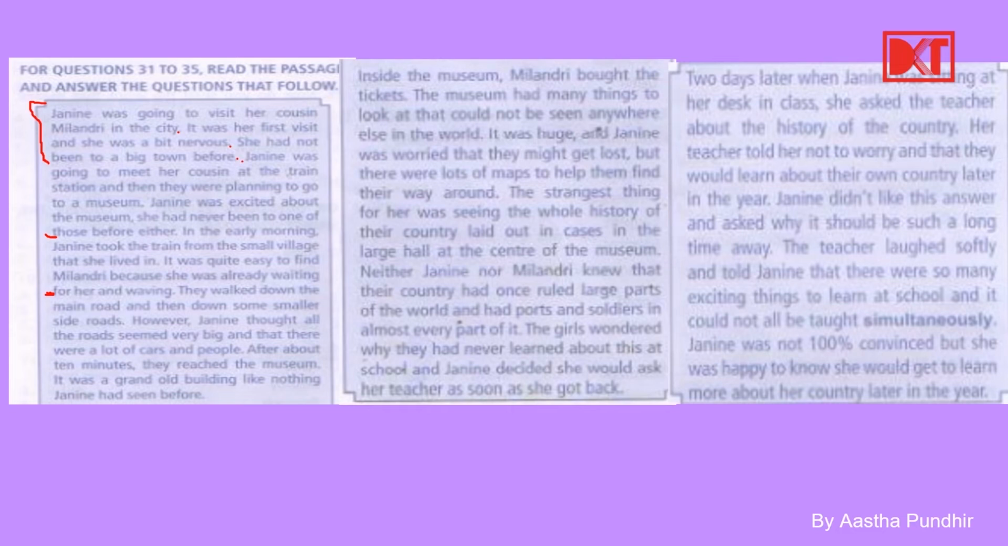Then they walked down the main road and then down some smaller side roads. However, Janine thought all the roads seemed very big and that there were a lot of cars and people. Now here they started walking. They had this main road and smaller roads that they were walking on. But for Janine, all these roads seemed very big. And there were a lot of cars and a lot of people, because she had probably come from some rural area, some village, a certain rural settlement. And when she came to this big city, she saw these roads which seemed very big to her, and she saw so many cars and people.